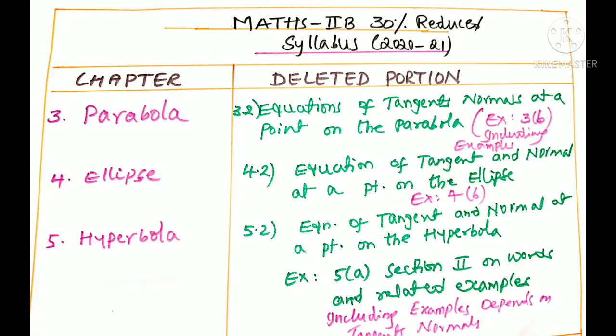And also the next chapter is Hyperbola. From this, he mentioned that 5.2 equations of tangents and normals at a point on the hyperbola is deleted. In the sense, here there is only one exercise. In that exercise 5a, section 2 onwards and related examples are also deleted.